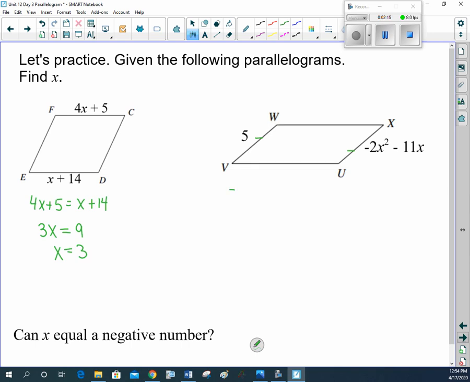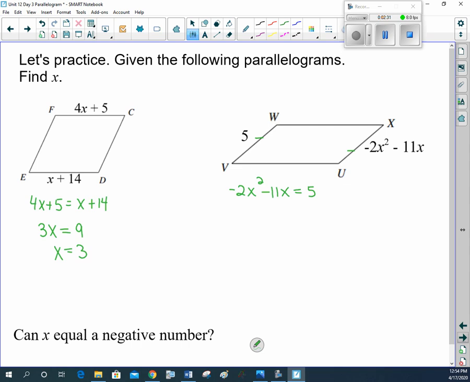On this side right here, this is given as a parallelogram, so I know this side is congruent to this side, so negative 2x squared minus 11x is going to equal 5. Well, this is quadratic, remember, and if it's quadratic, we're going to either factor it or put in the quadratic formula to figure out what x is. So I think I'm going to try factoring it first.